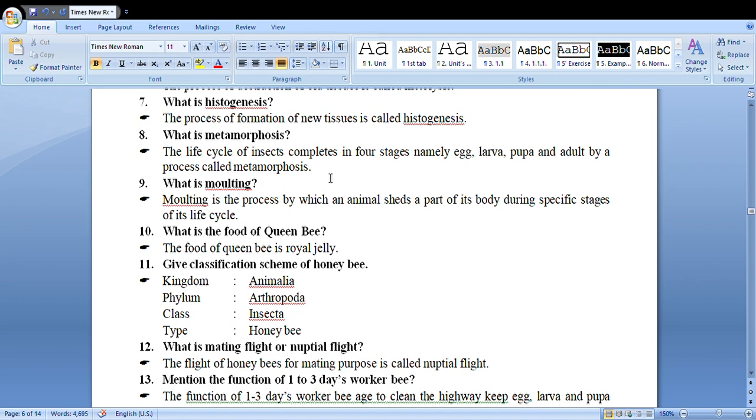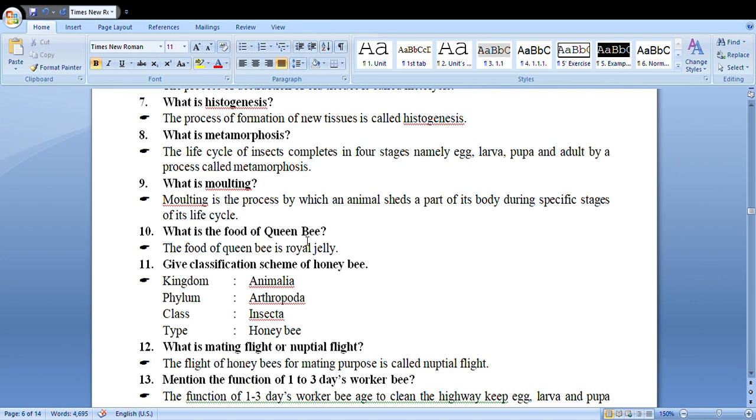What is molting? Molting is a process by which an animal sheds a part of its body during specific stages of its life cycle. This process is known as molting. Molting means it sheds or leaves its outer skin, like a snake or like the larvae of insects. They leave the outer covering or the skin of their body parts. This process of shedding the body parts is known as molting.